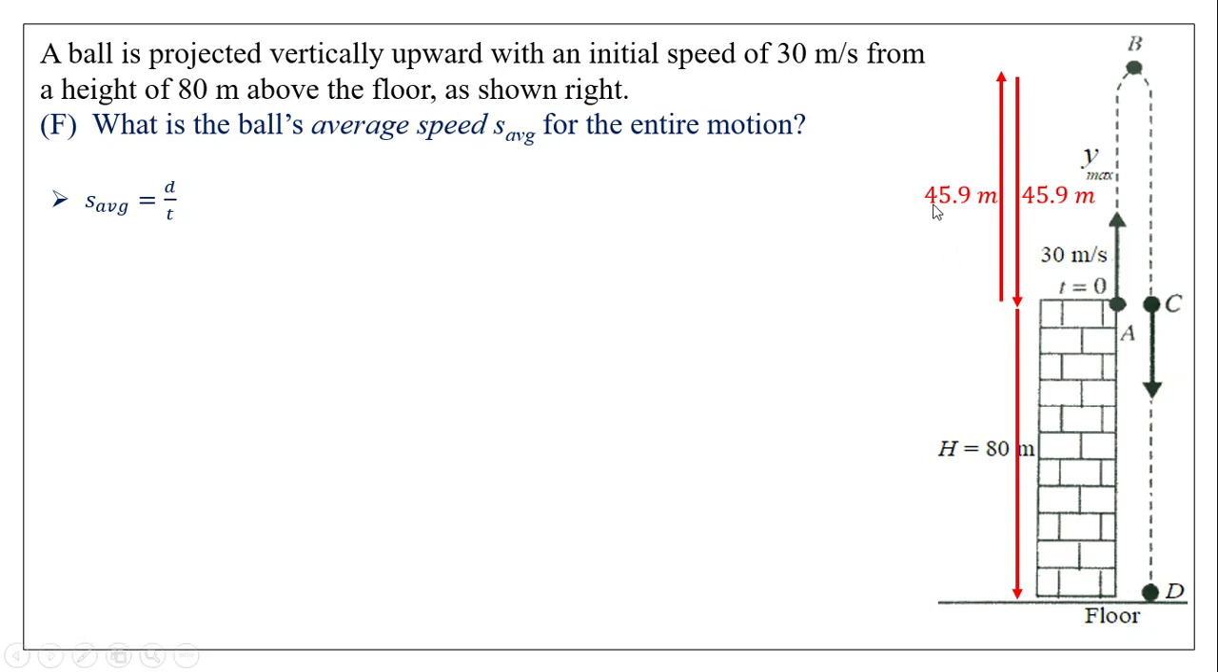So upward is 45.9, then it fell back down another 45.9, and fell an additional 80. Therefore, the total distance is just the sum of these values. Here in the numerator, distance is 45.9 plus 45.9 plus 80. So for distance, add up.